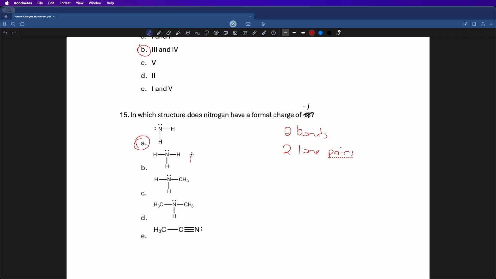The rest have 3 bonds and 1 lone pair. So each of these would have a formal charge of 0. So we can eliminate every single one of these.